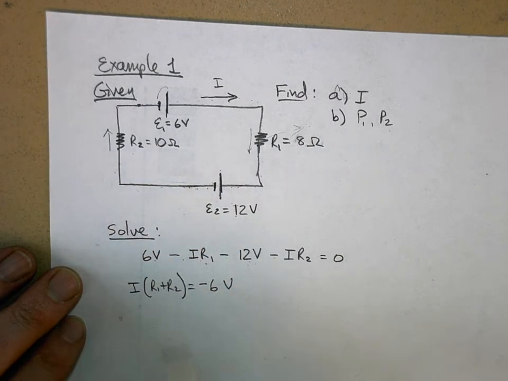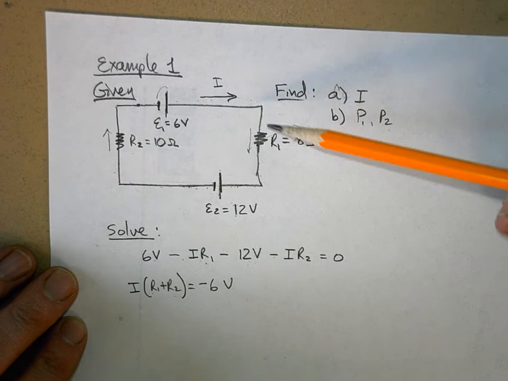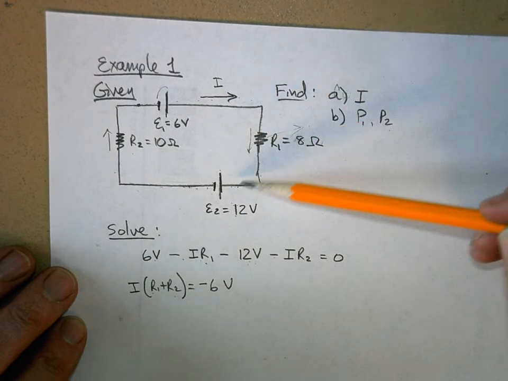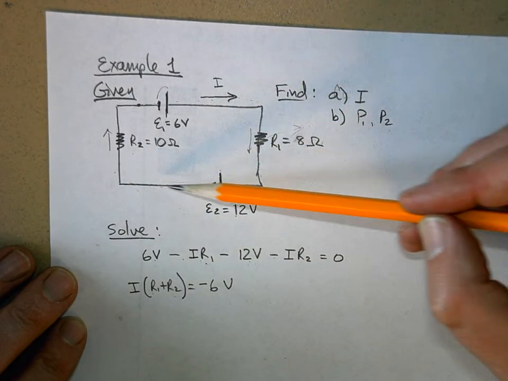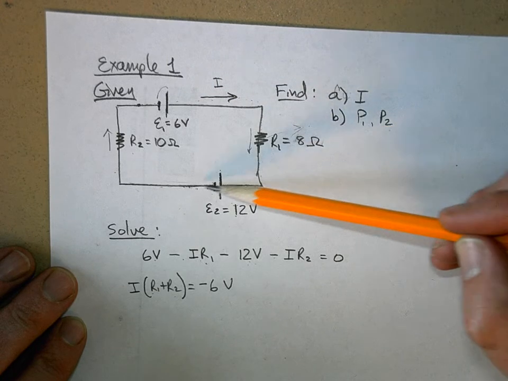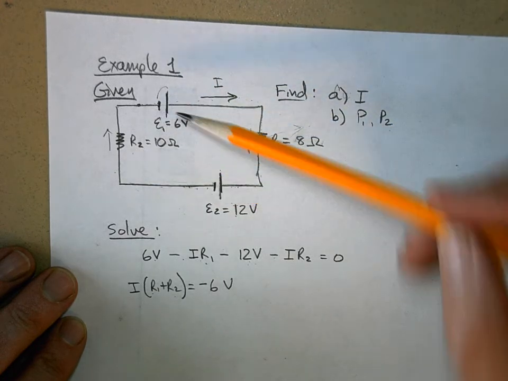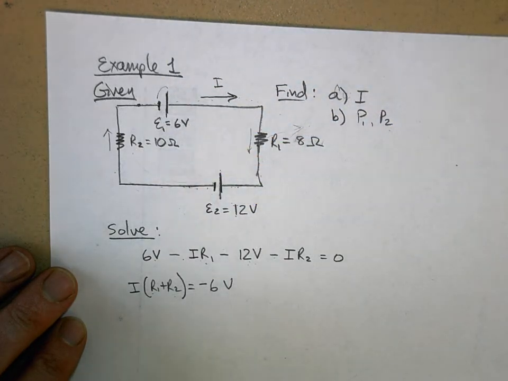Now this makes sense that it's R1 plus R2. That's the equivalent resistance, because look, R1 and R2 are actually in series. That is, the current has only one path. It must go through R1 and R2. So R1 and R2 are in series, so you just add them together.